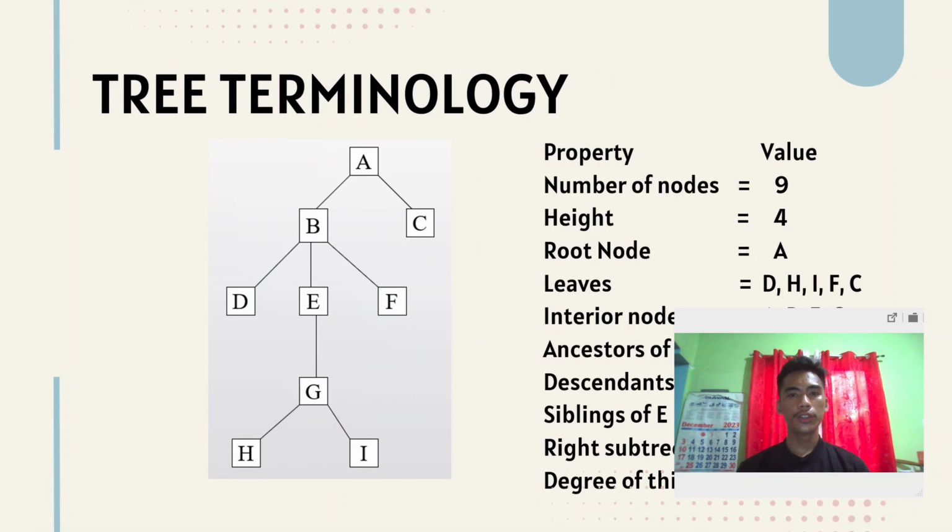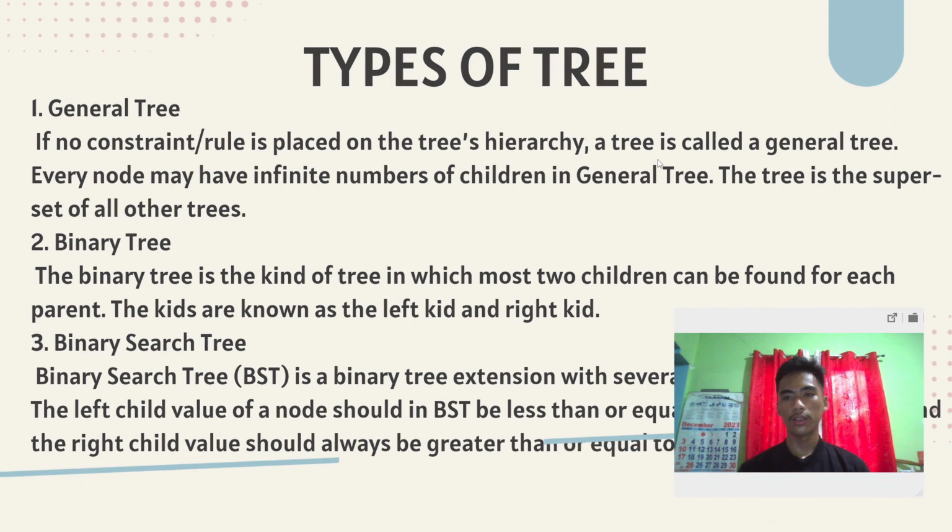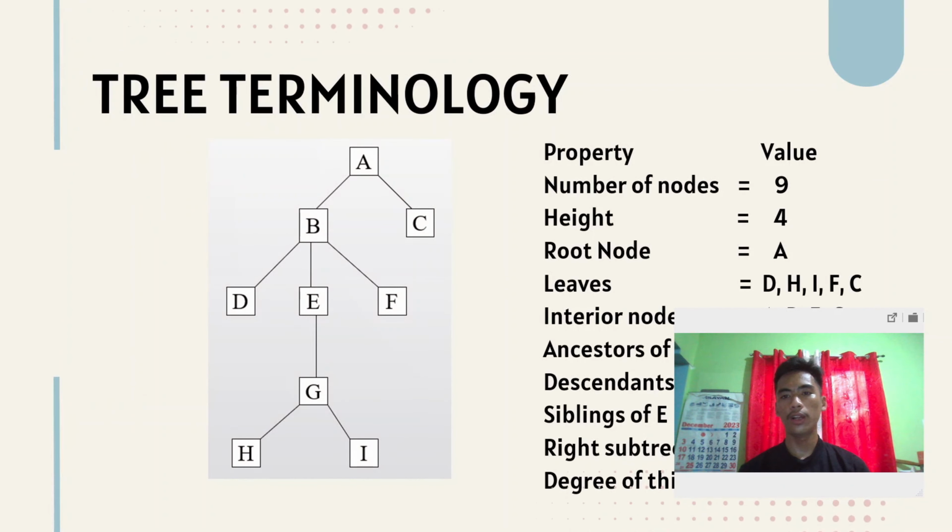So, three terminologies. As we can see, we have a property and a value. The properties are number of nodes, height, root node, and so on, and the values are 9, 4, A, and so on. The first is number of nodes, which is 9. This indicates that the tree has a total of 9 nodes.